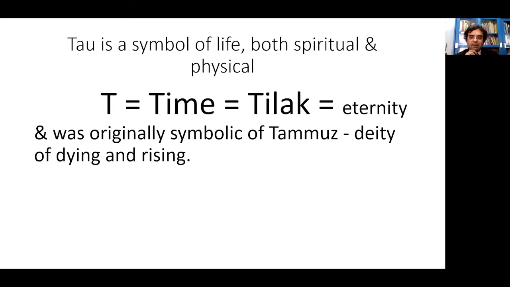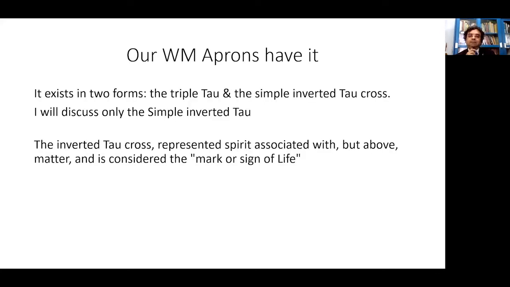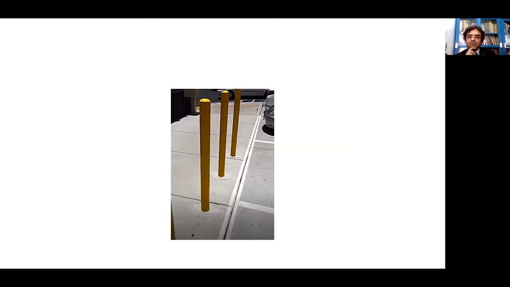Brethren, we carry this emblem with us at all times. Next slide, please. Next slide, please. Now, our worshipful masters have it on their aprons. The triple tau, the inverted tau, and the simple inverted tau. But, brethren, before I end this today, the next slide, please.